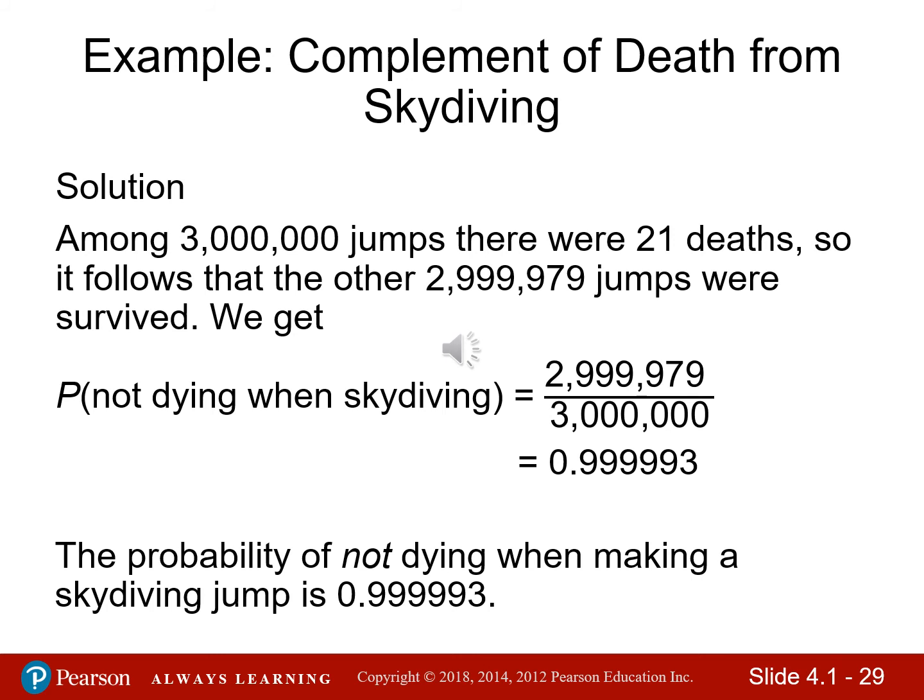0.999993. Note that if you add up the probability of dying when making a skydiving jump and the probability of not dying when making a skydiving jump, the sum would equal 1. This is because dying or not dying would be all possible outcomes when skydiving.